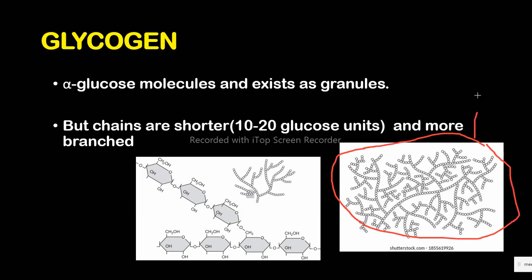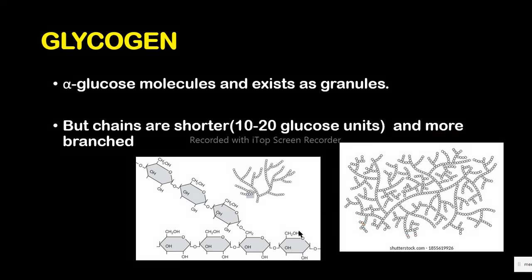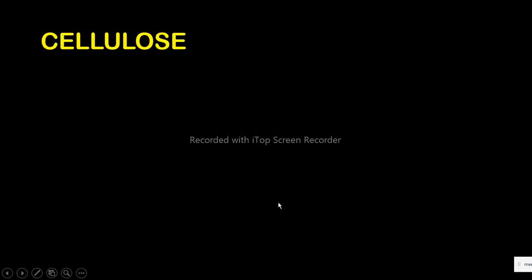So that is why branching is good. Any query as far as glycogen is concerned? Per saying, no query, which is good.